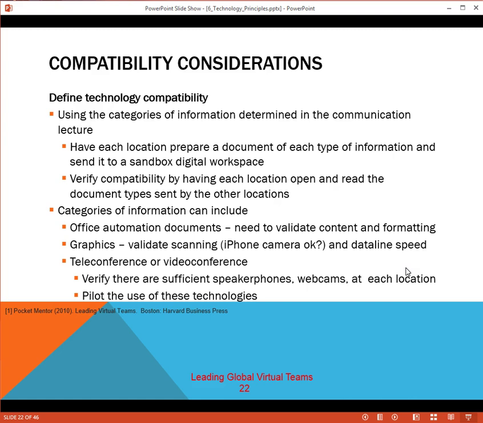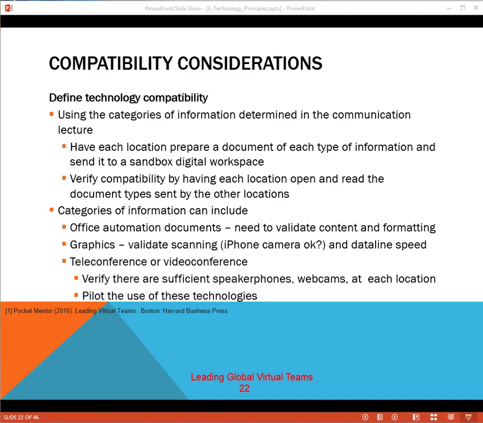Categories of information that you would want to do that with can include office automation documents. You need to validate the content and formatting, graphics, validate your ability to scan graphics, find out if iPhone camera graphics are an acceptable substitute, and that your data line speeds are appropriate for sending graphics. Then also verify your teleconference or video conference technologies. Verify that there are sufficient speakerphones, webcams at each location, and pilot the use of these technologies.